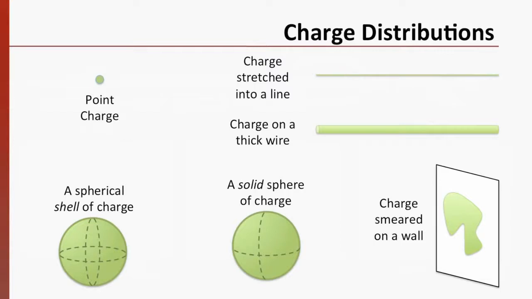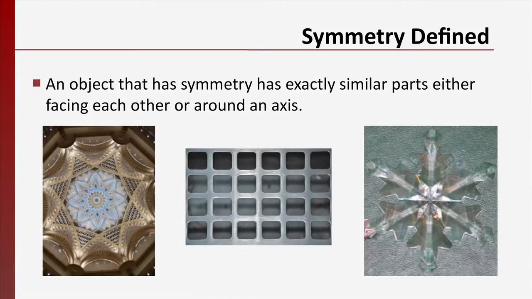Not a Gaussian surface. Remember, that's something we make up to solve a problem. Charge is spread out on a physical object. You can stretch the charge out into lines, spread it on thick wires or spherical shells, build a solid ball out of it, or even just smear it around on an object. An object has a symmetry when it has exactly similar parts that are either facing each other or arranged around an axis. On the screen are some pictures of objects that have symmetry.